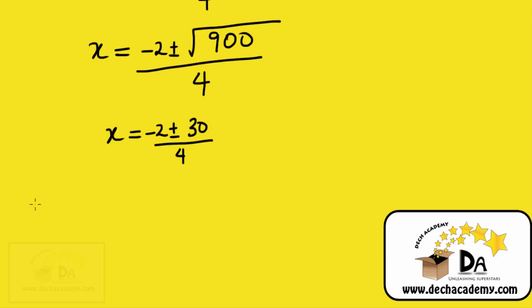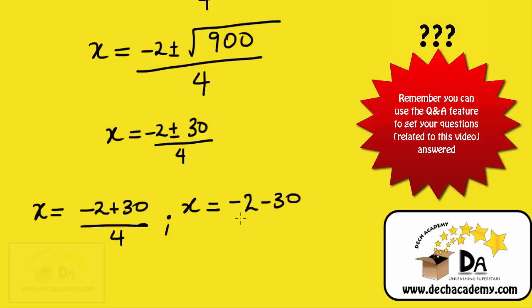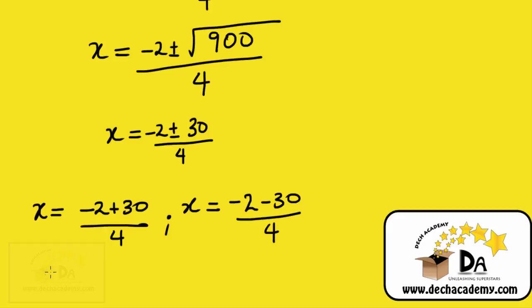So from this, you can say that x is equal to minus 2 plus 30 divided by 4 for one solution, and for the other solution, x is equal to minus 2 minus 30 divided by 4. So this is x is equal to 28 over 4, which is 7, and this is x is equal to minus 32 divided by 4, which is equal to minus 8.